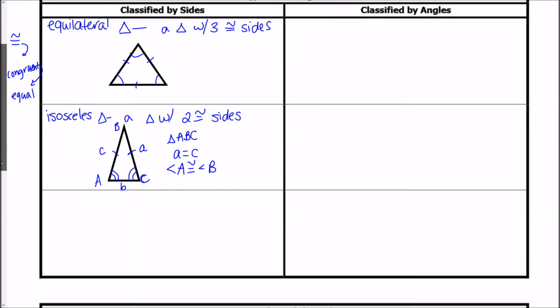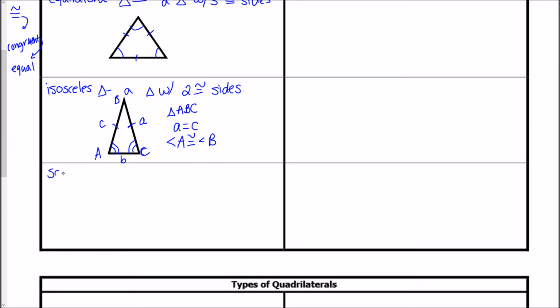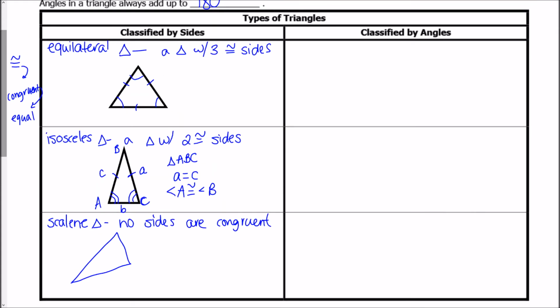Okay, the last type of triangle that we have is called a scalene triangle, and in a scalene triangle, no sides are congruent. Okay, so I'll just draw a random triangle right here. Here's an example of a scalene triangle because none of my sides are congruent. All right, excellent. We can also classify our triangles by angles.